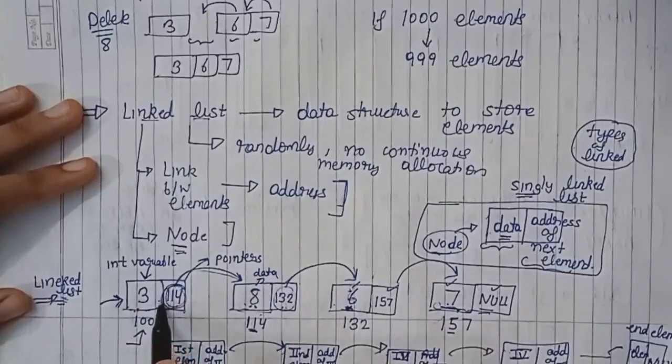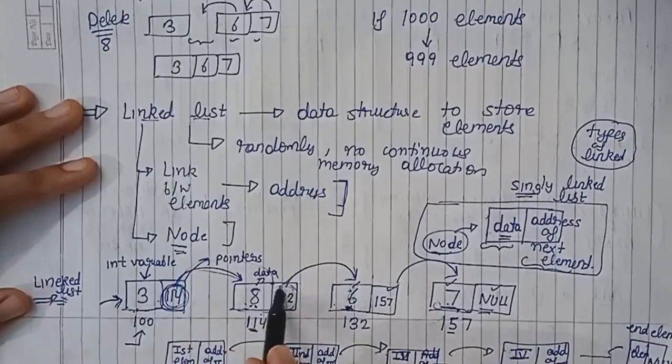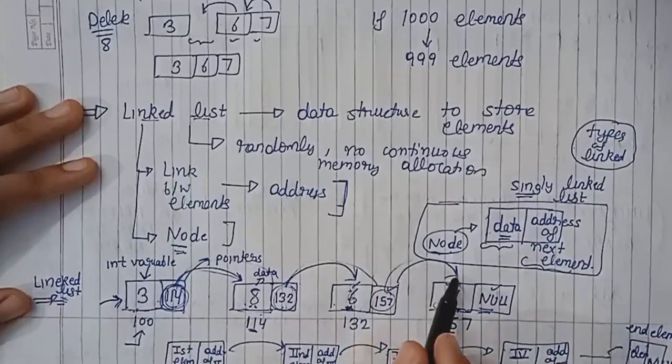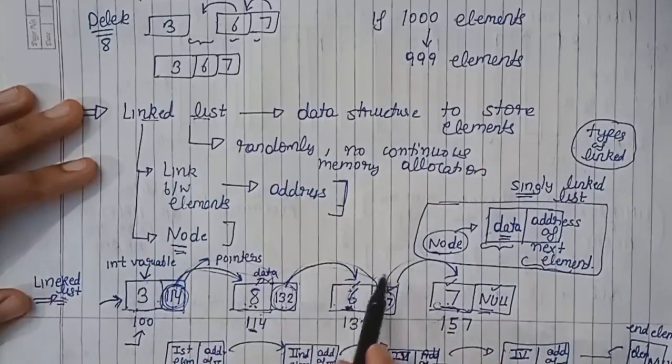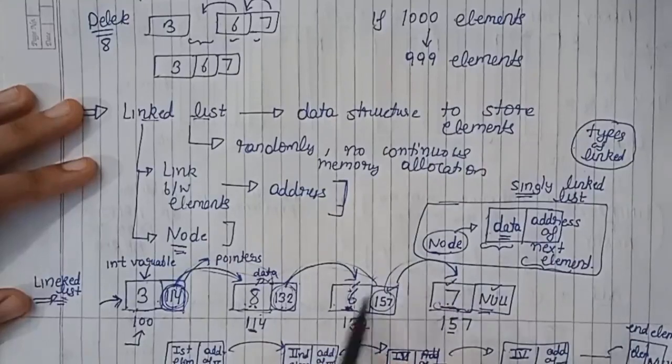Because here I am storing the address, and after reading this address I will reach here. After reading this address I will reach here, and after reading this address I will reach here. So you can note that this is a sequential order that we need to follow if we want to access any element.